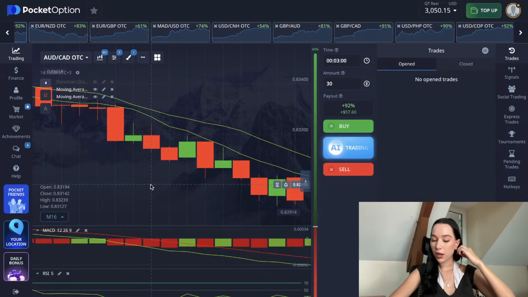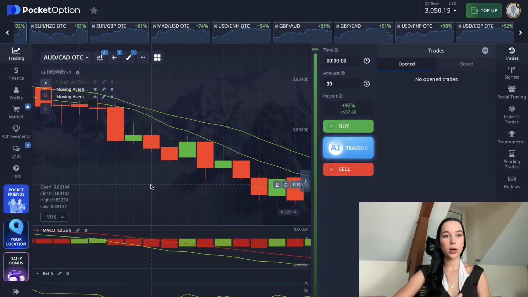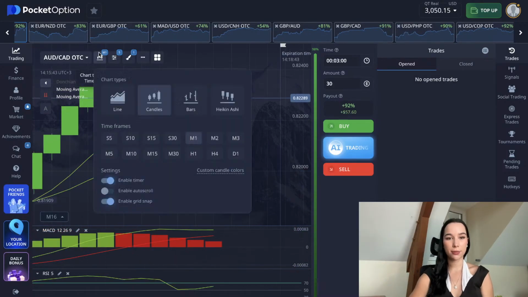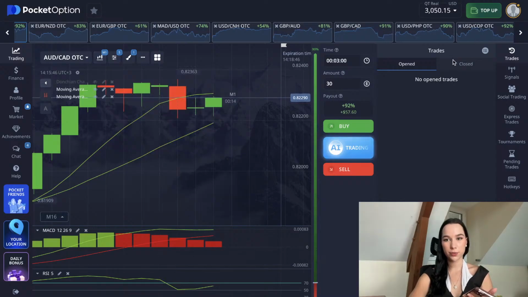How are you doing? I'm having different trade patterns. What do you mean? Maybe you just need to use the same time frame as me. You see here I use M1, so you also need to use it.